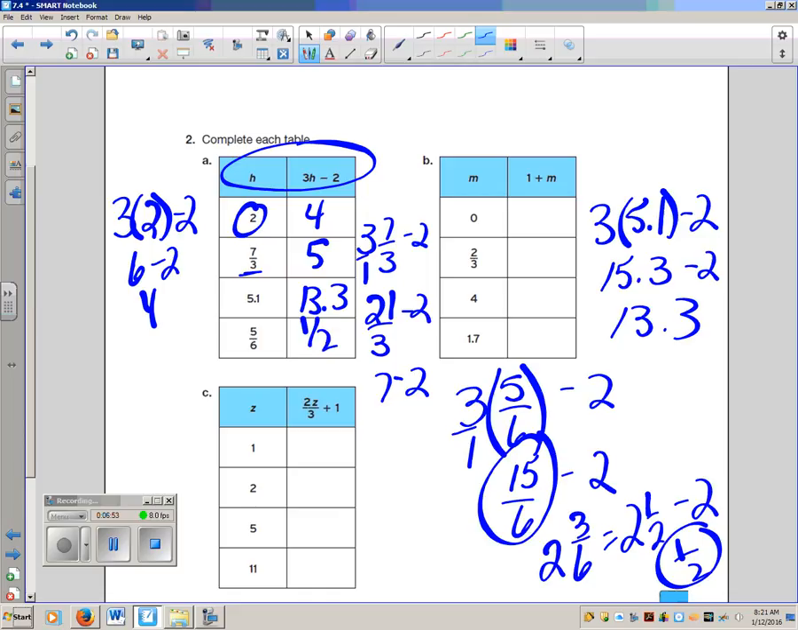All right. Complete B and C, and you are finished with this section for 7.4.